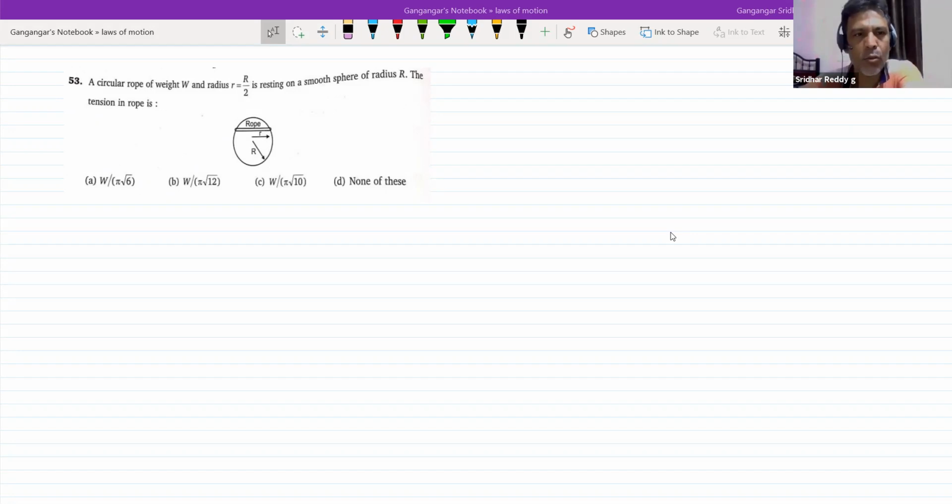A circular rope of weight W and radius r is resting on a smooth sphere of radius R. There's a small diagram given. So the question is: find the tension in the rope. You may find a little bit of difficulty with the diagram itself, I feel. So you can draw one circle.